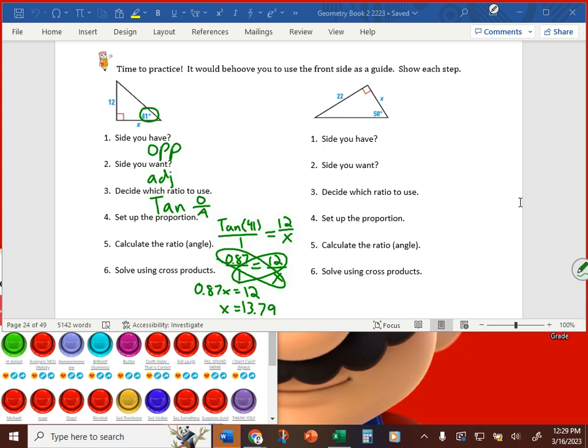Okay, take a look at those sides, run through the steps, decide what the ratio is, pay attention to what the ratio is and the order of that fraction, and then set it up and see if you can go the entire way and solve it. Do you have a question? Catherine, do you have a question?